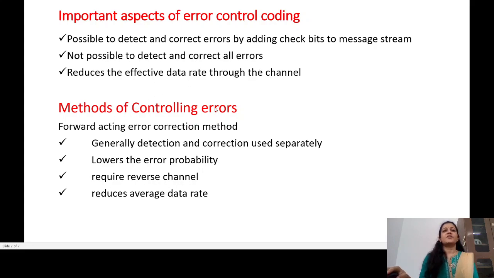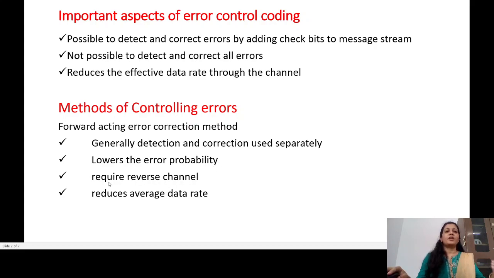Which are the methods that we will be using in controlling the errors? Generally, we will perform the error detection and correction separately. So we can either perform error detection or we can perform both error detection and correction. This will lower the error probability, as we have seen already in an example in our previous session.